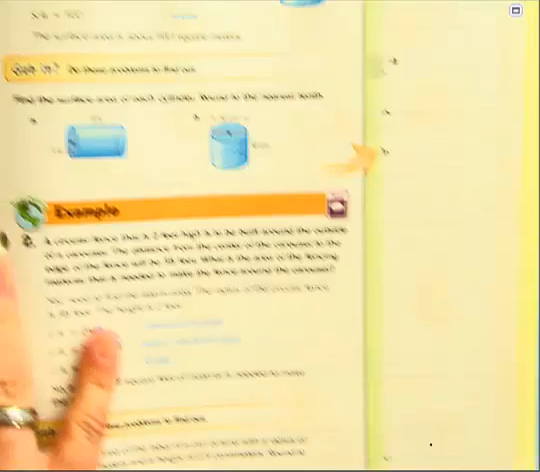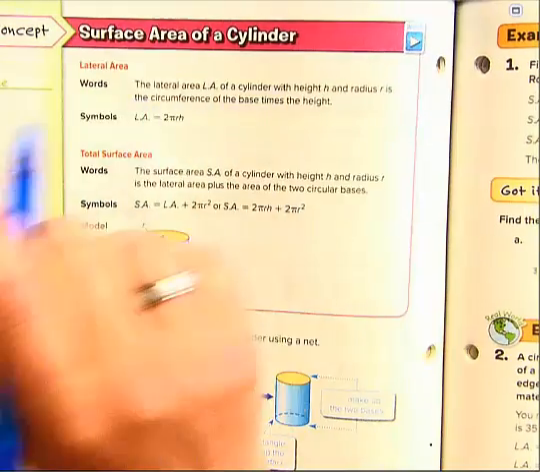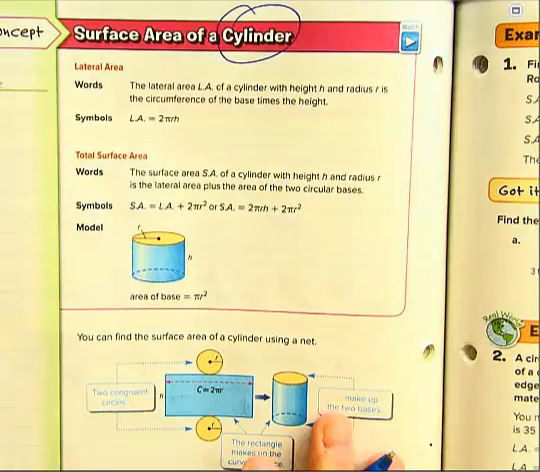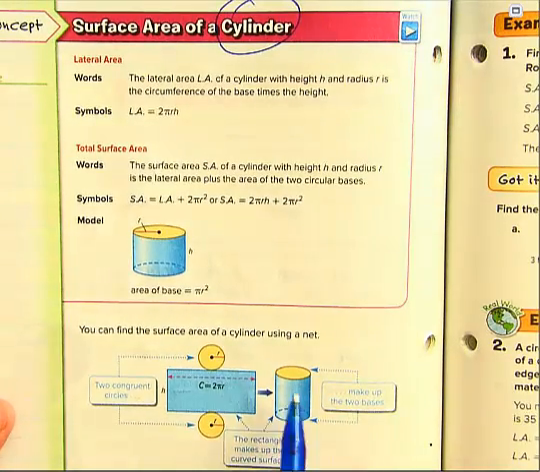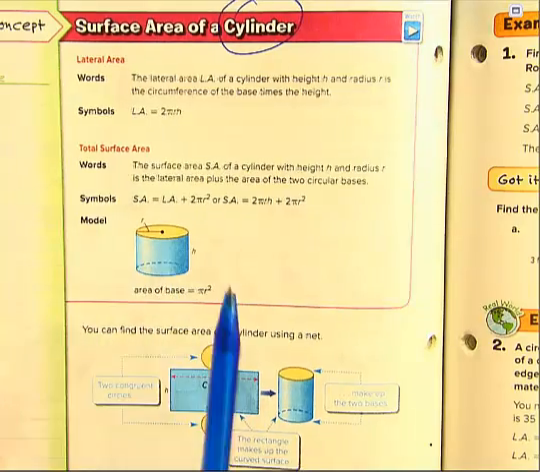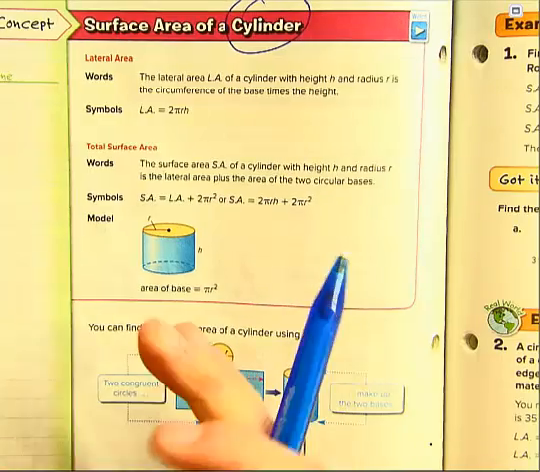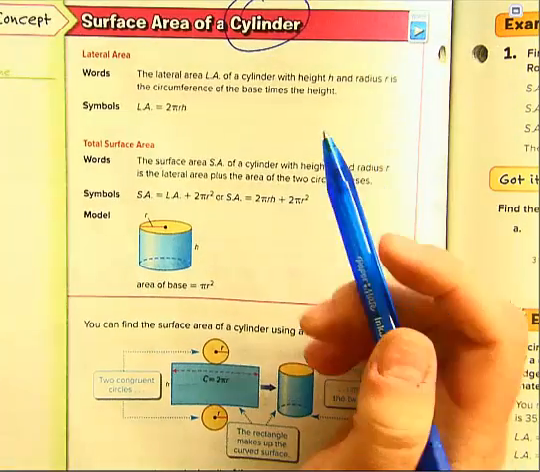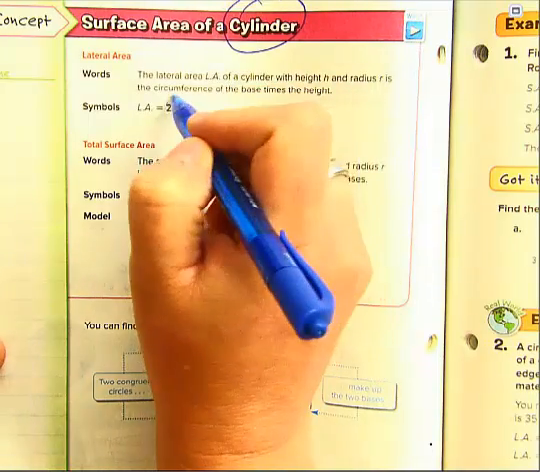Let's look at it mathematically. We're talking about a cylinder, okay? And it says to find the lateral area. Well, the lateral area is essentially this rectangle. It's the curved part, the part that wraps around the two circles. So the lateral area is 2 times pi times radius times height. So this is an equation that you're going to have to remember.